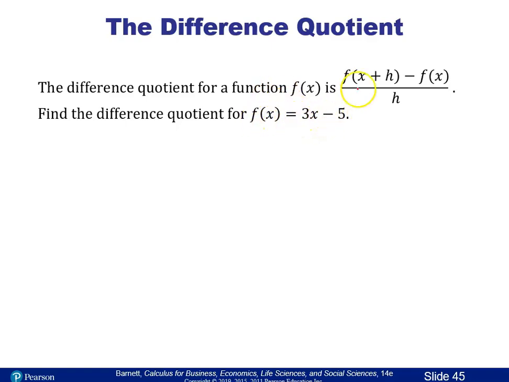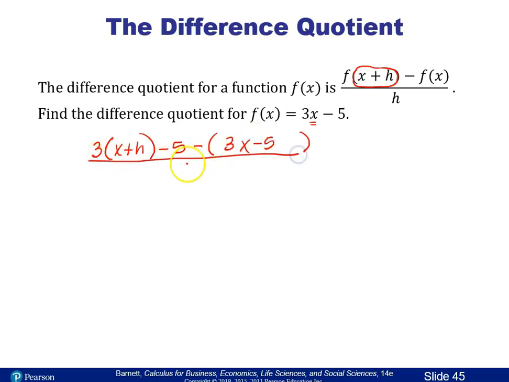All right, if I'm going to do this one, then this tells me put the x plus h in. So I'm going to have 3, replace the x with x plus h. Still subtract the 5 because that takes care of this function being evaluated at x plus h. And then I'm going to subtract from that, put your parentheses, 3x minus 5 divided by h. Okay, we'll distribute. So 3x plus 3h minus 5. Distribute the negative. Negative 3x plus 5.